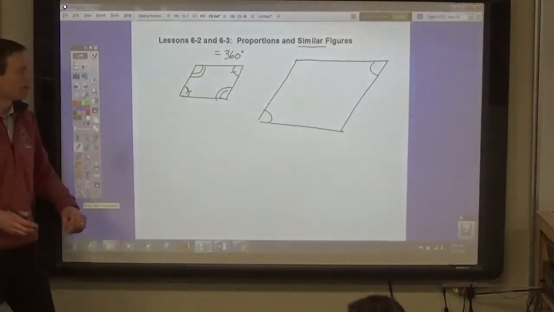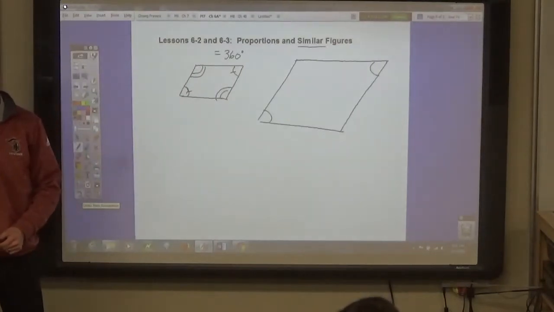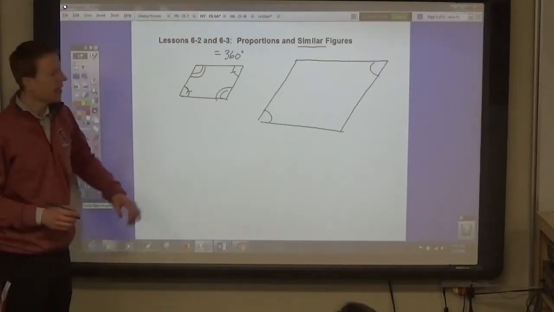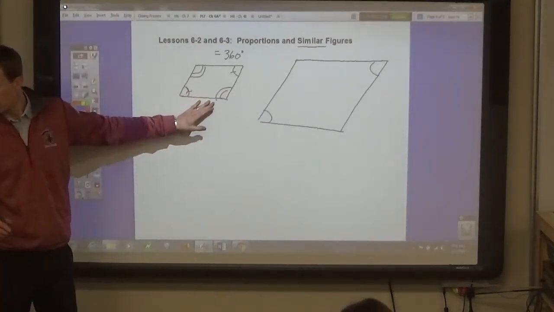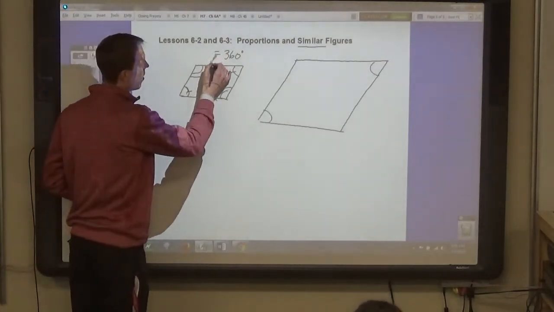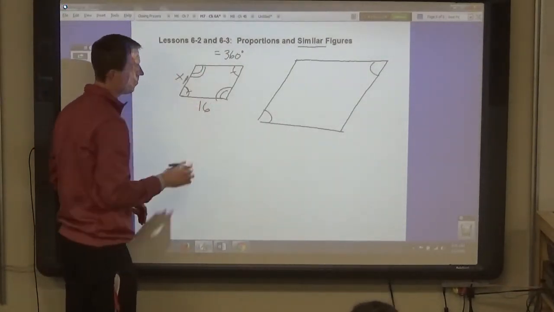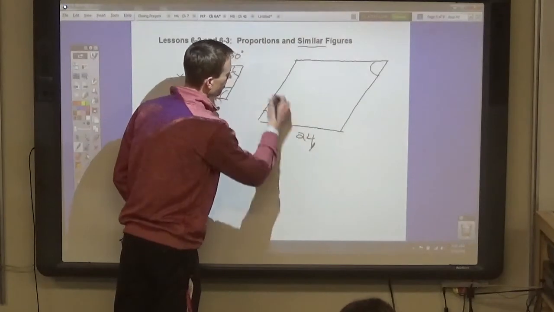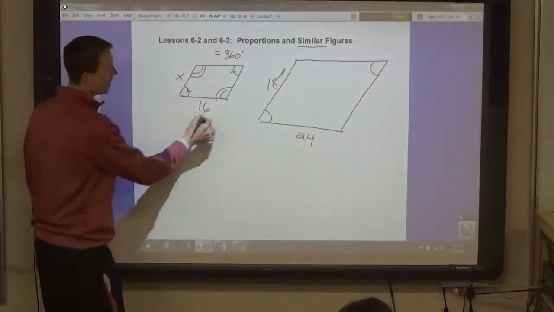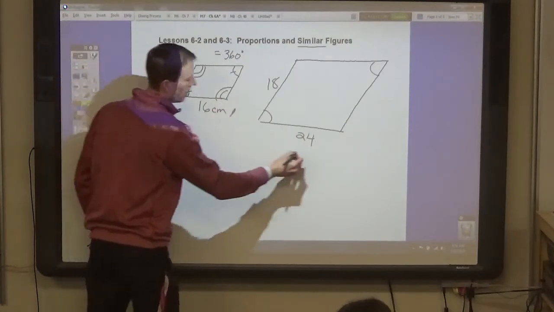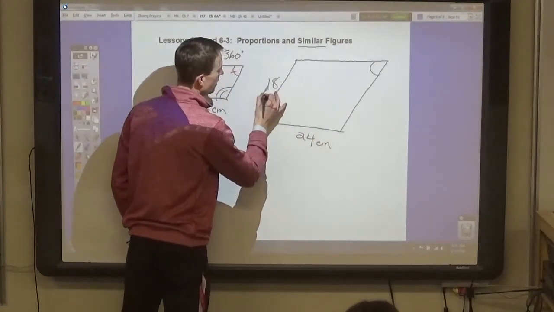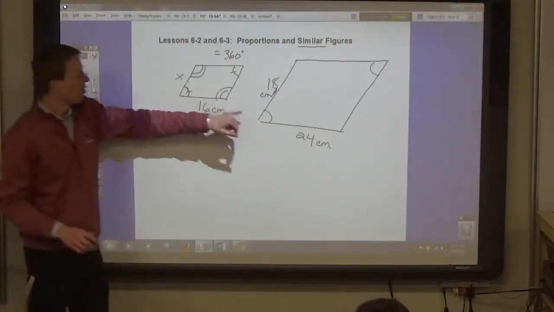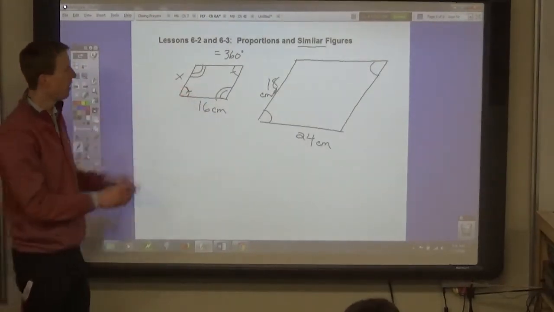We're talking about proportions in similar figures. If you look at page 303 in your lesson, if we know that these are similar, then they are proportional, it's called. In other words, one side relates to another side. Let's say that this side is 16 centimeters, 24 centimeters, and 18 centimeters, and this side, we don't know what this side is.